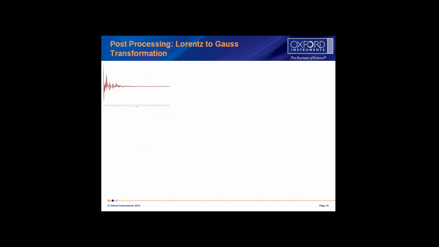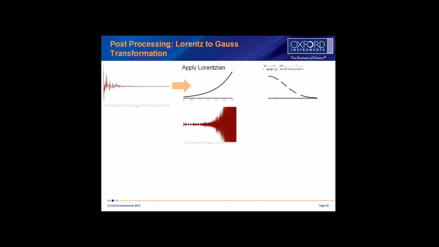But we'll now talk a little bit about some of the post-processing methods that we can use to enhance our line shape. The first is the Lorentz to Gauss transformation. And in this, we will apply a filter in which we try and cancel the natural decay of the time signal with an increasing exponential. Unfortunately, when we do that, we can see it has a catastrophic effect on the noise.